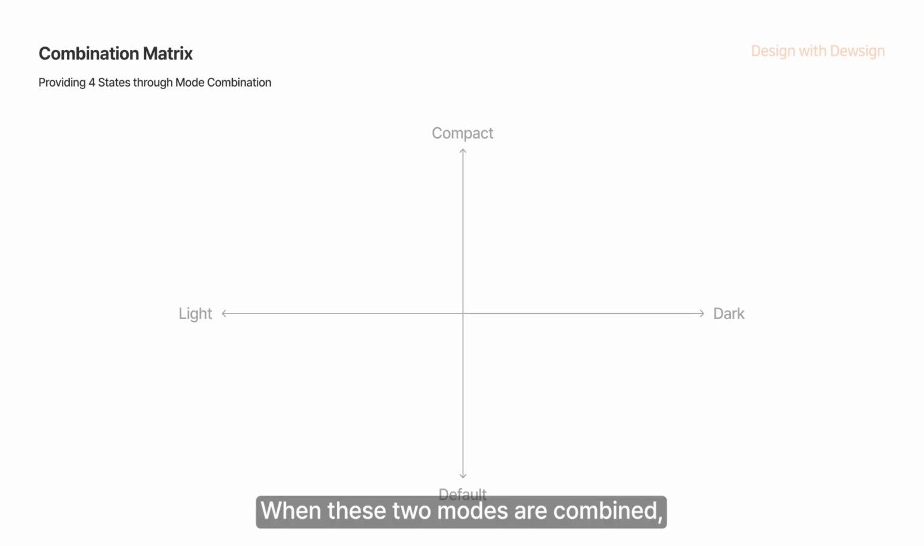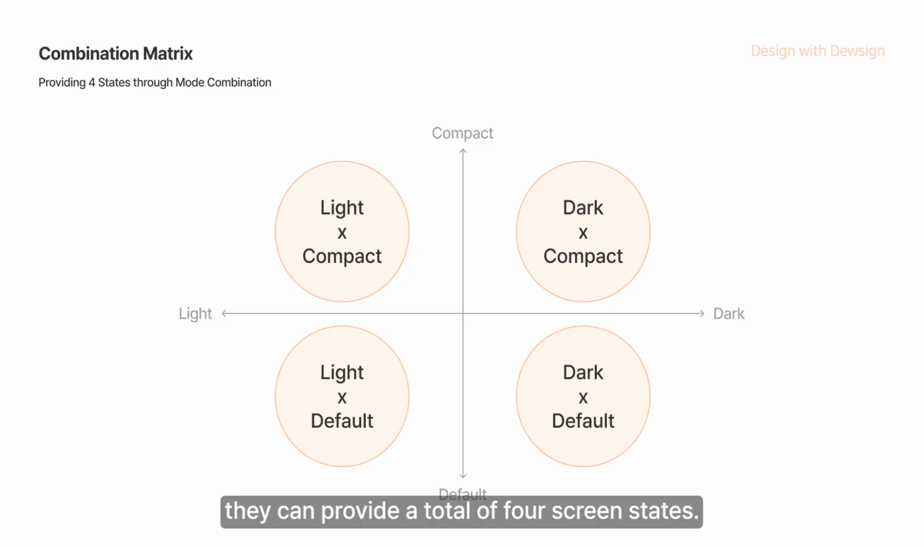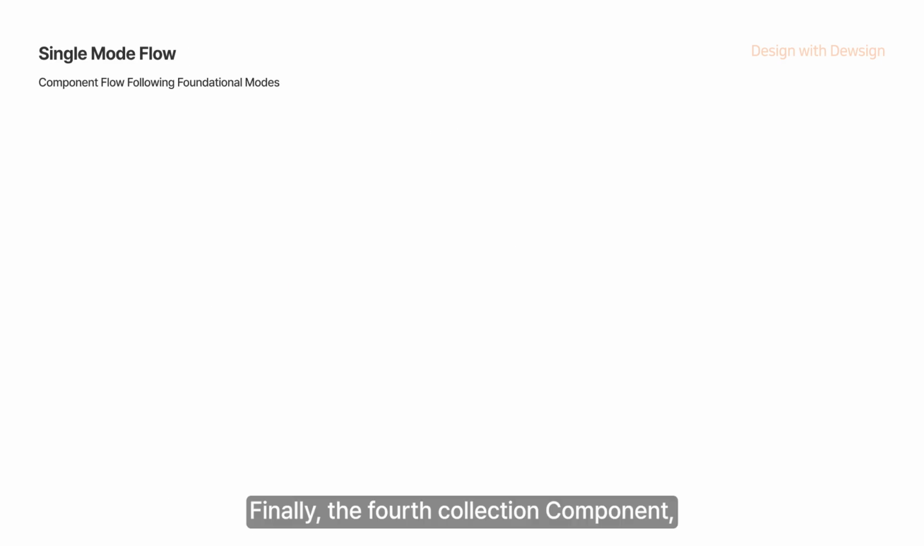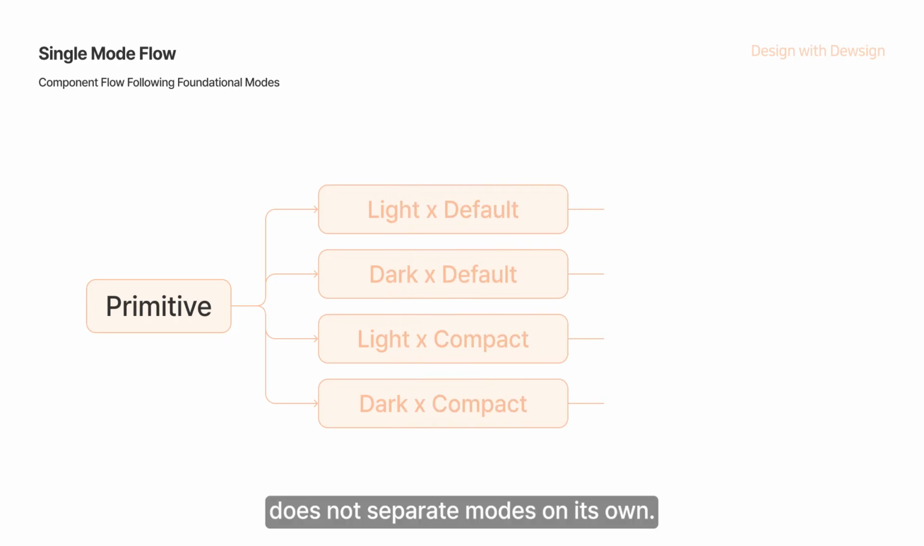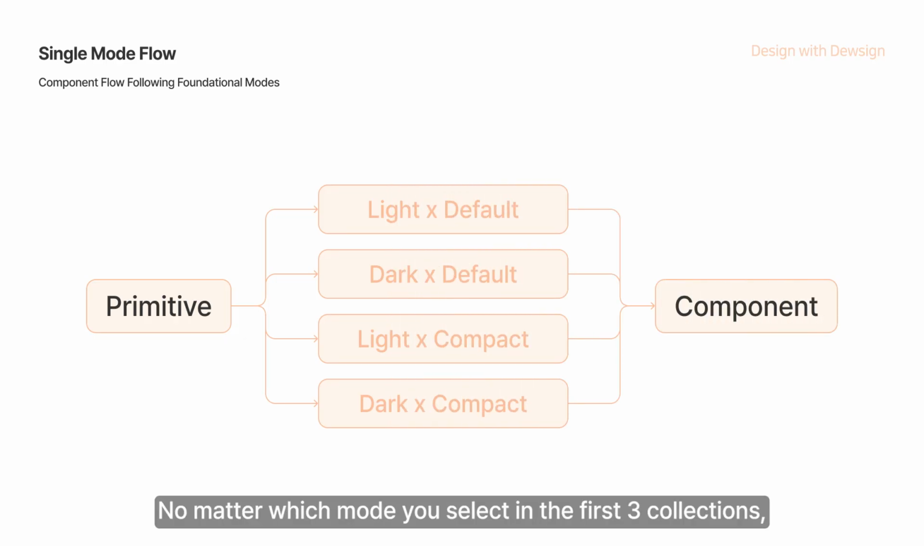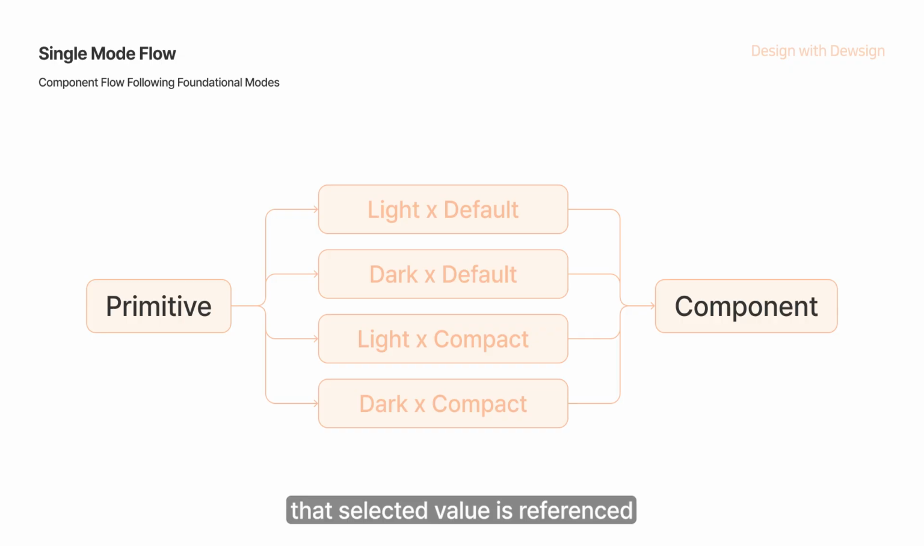When these two modes are combined, they can provide a total of 4 screen states. This becomes a powerful systematic advantage, especially for software-as-a-service products that handle complex data, by offering users a wide variety of visual environments. Finally, the fourth collection, components, does not separate modes on its own. No matter which mode you select in the first 3 collections, where the upper primitives and semantics are integrated, that selected value is referenced and automatically passed down.